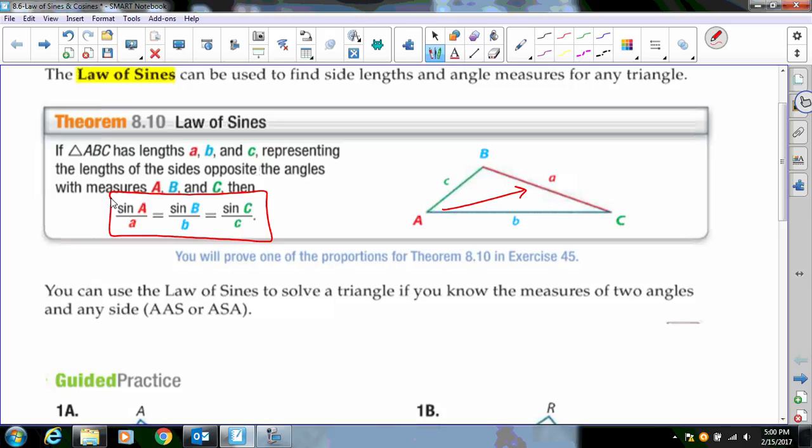So when you're solving a triangle, how do you know what to use? You're going to use the law of sines if you have angle, angle, side, or angle, side, angle, which basically means if they give you more angles than sides, then you're going to use the law of sines. And so here's how it's going to work.